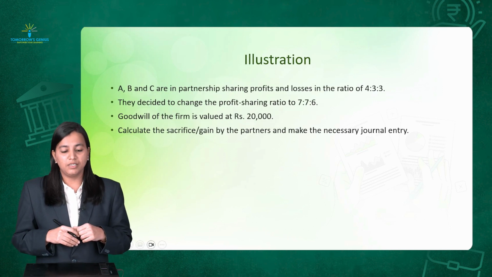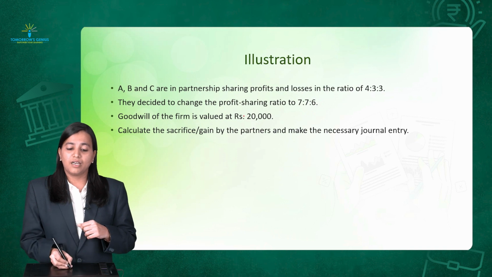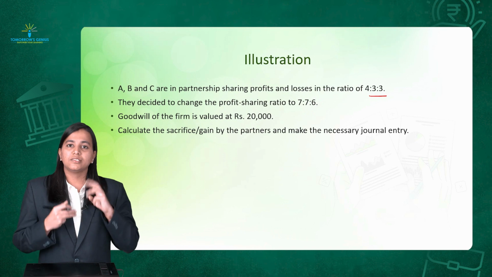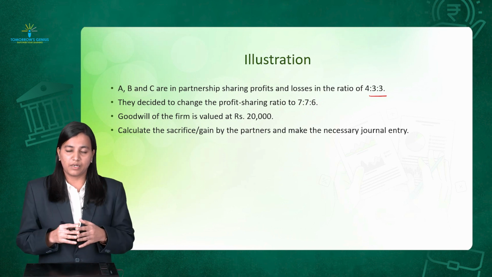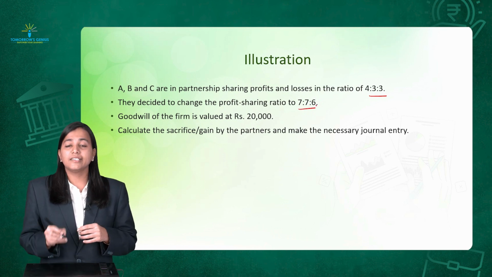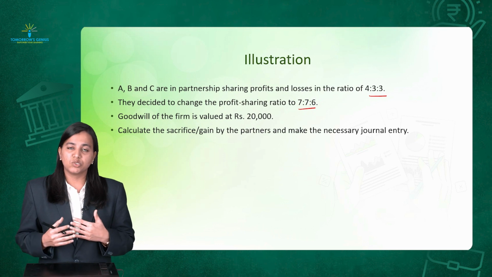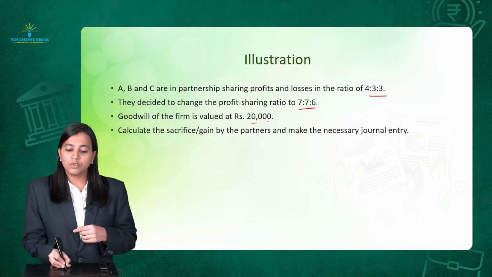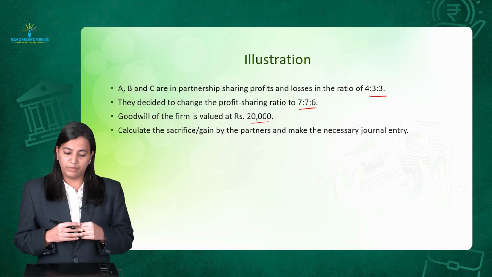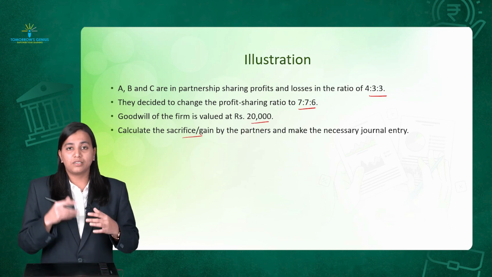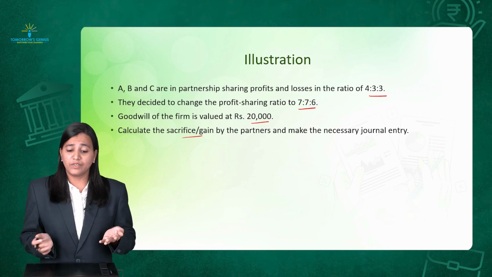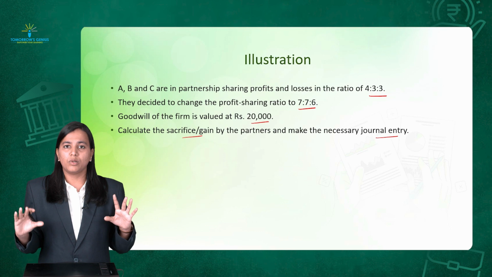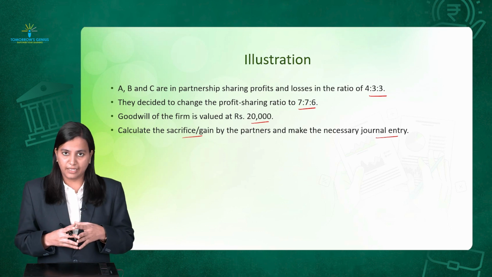Let's read the question. A, B and C are the partners sharing profit in the ratio 4:3:3. These are the existing partners. They have decided to change the profit sharing ratio to 7:7:6. The goodwill of the firm is 20,000 rupees. You are required to calculate who is gaining, who is sacrificing, and finally pass the necessary journal entry. This will be the normal question asked in the exam.